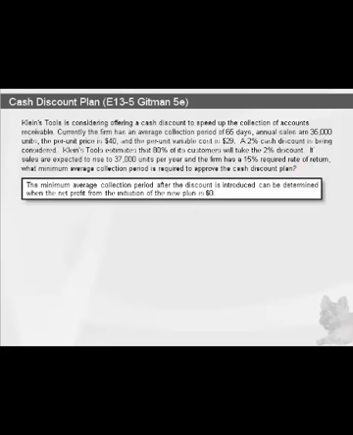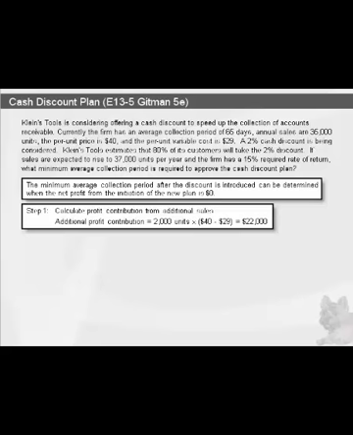Okay, now you see on the screen the rule that we need to use. The minimum average collection period after the discount is introduced can be determined when the net profit from the initiation of the plan is 0. Now the first step we need to do is calculate the profit contribution from additional sales. So we take the 2,000 incremental units of sales we're expecting, and we take the difference times the $40, which was the per unit price, less the $29, which is the per unit cost. And what we see is we've got a $22,000 additional profit contribution.